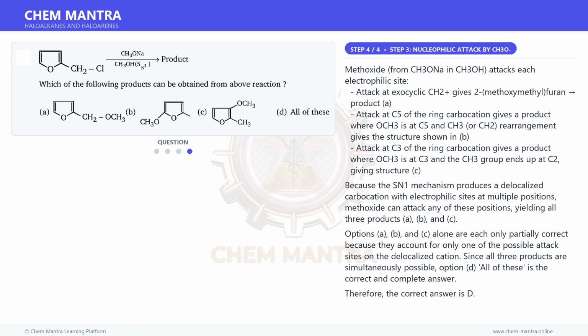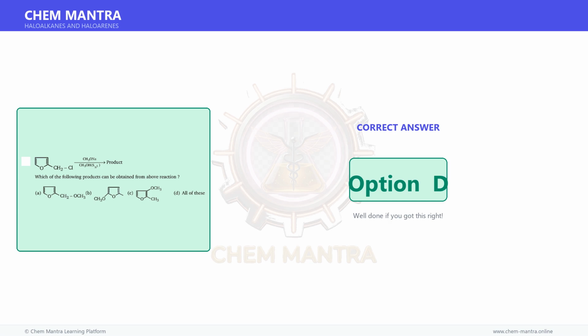Options A, B, and C alone are each only partially correct because they account for only one of the possible attack sites on the delocalized cation. Since all three products are simultaneously possible, option D, all of these, is the correct and complete answer. Therefore, the correct answer is option D.